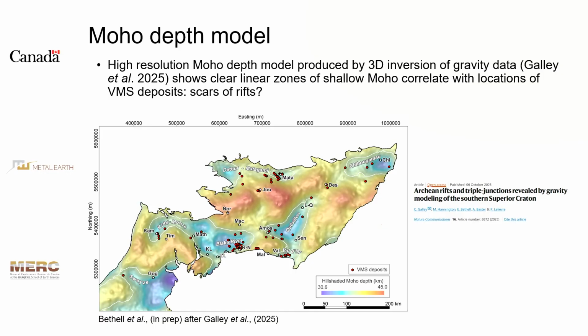Just introducing the MOHO depth model again: it has been presented several times by my colleague Chris, and this model and the interpretation was published this past fall in Nature Communications. That's the article reference there. As I mentioned at the beginning, my job was to look at this MOHO depth model, which we propose outlines the rough rift architecture in the Abitibi, and see what other geological evidence we can look at, other than the locations of deposits, that would support this rift architecture.